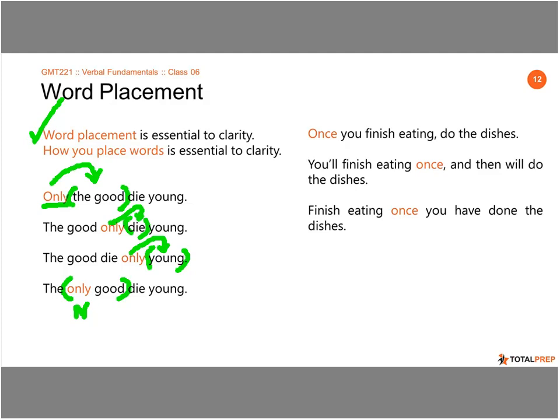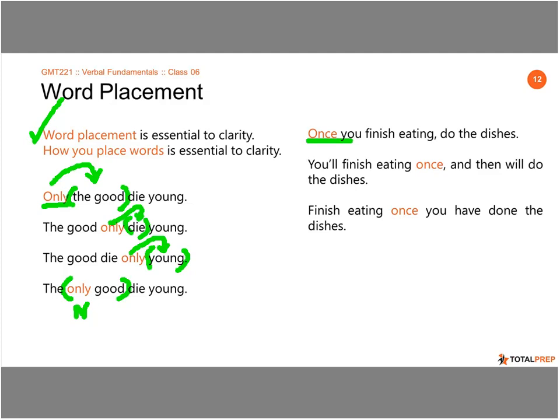Let's take a look at another example here using "once". "Once you finish eating, do the dishes." So you eat first, then do the dishes. "You finish eating once, and then you do the dishes."